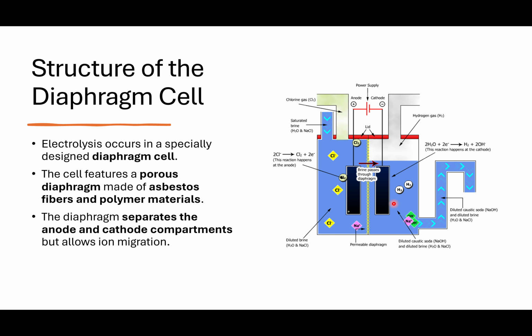So now sodium ions are entering the area containing the cathode. We know that at the cathode we're going to have hydrogen ions. This is due to the autoionization of water.